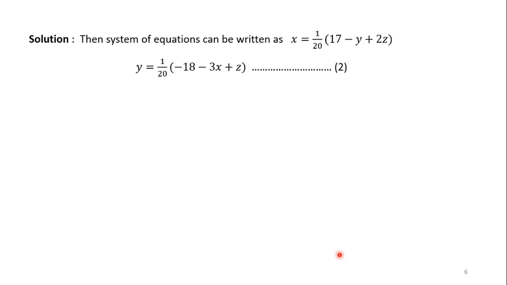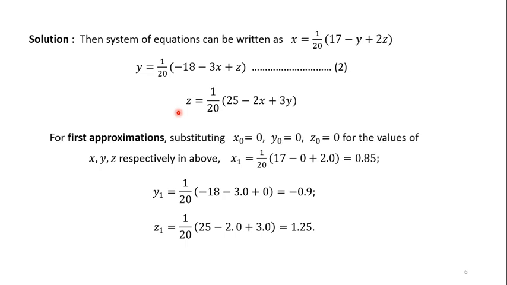Then since the coefficients of x, y, z in the three equations are large as compared to others, from the first equation, where x has the largest coefficient, you find the value of x. Since in the second equation the coefficient of y is large, you find y, and in the third equation the coefficient of z is large as compared to others, so you obtain z. This is the first very important step.